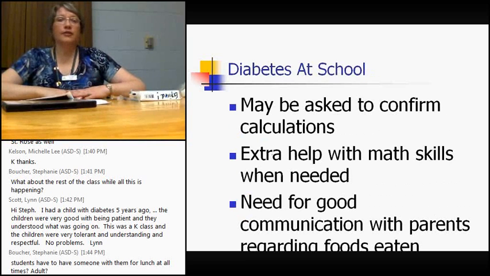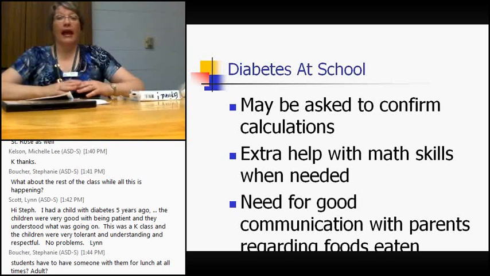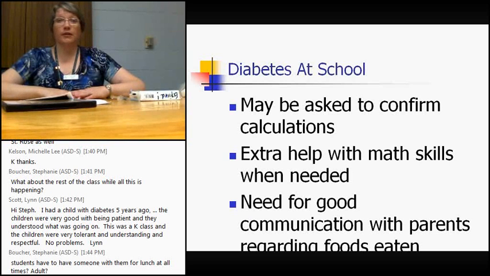Other things. Teachers and helpers in the classroom may be asked to confirm calculations. Like I say, little guys just don't seem to get the whole decimal thing, so a 1.3 and a 13 are all kind of the same to them, and there can be some big errors made. Math skills are absolutely essential for people with diabetes who are doing carb counting. I know that there's a lot of issues with math skills right across the board, but the more that we can build up math skills in all of our kids, the better it is.